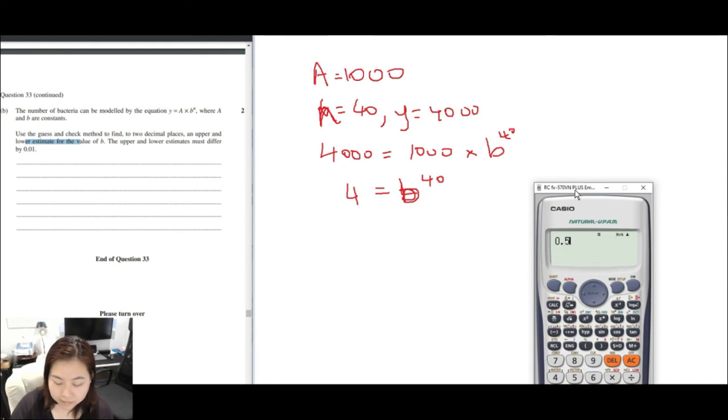Let's see. 0.5 to the power of 40. Too small. Oh, it has to be more than 1, duh. It has to be more than 1. 1.5 to the power of 40? Ooh, too big. Okay. 1.1 to the power of 40? Still too big. 1.01 to the power of 40. Too small now. Okay.